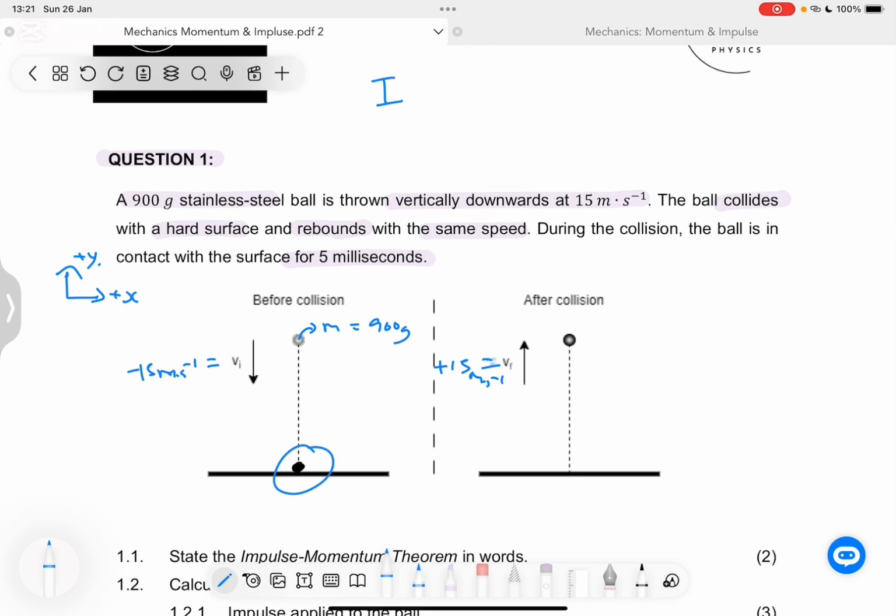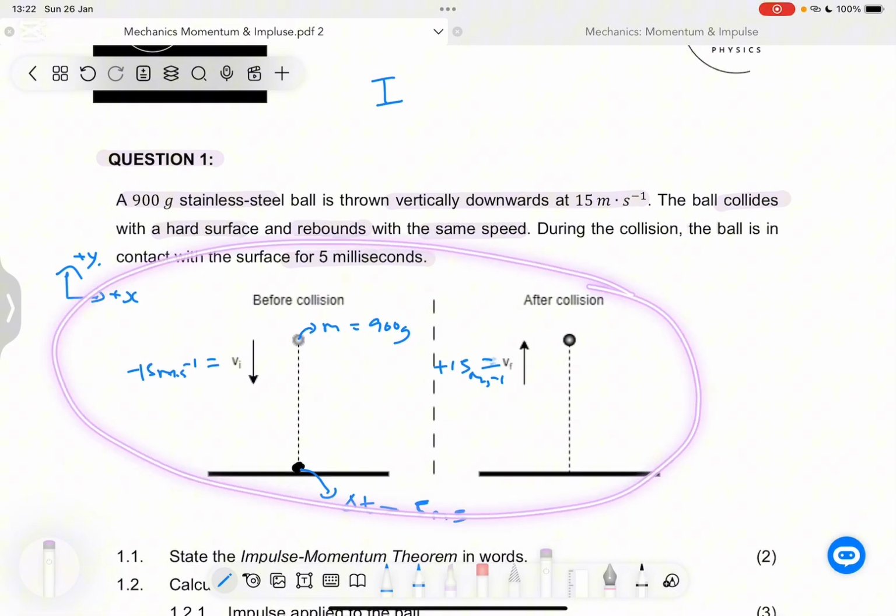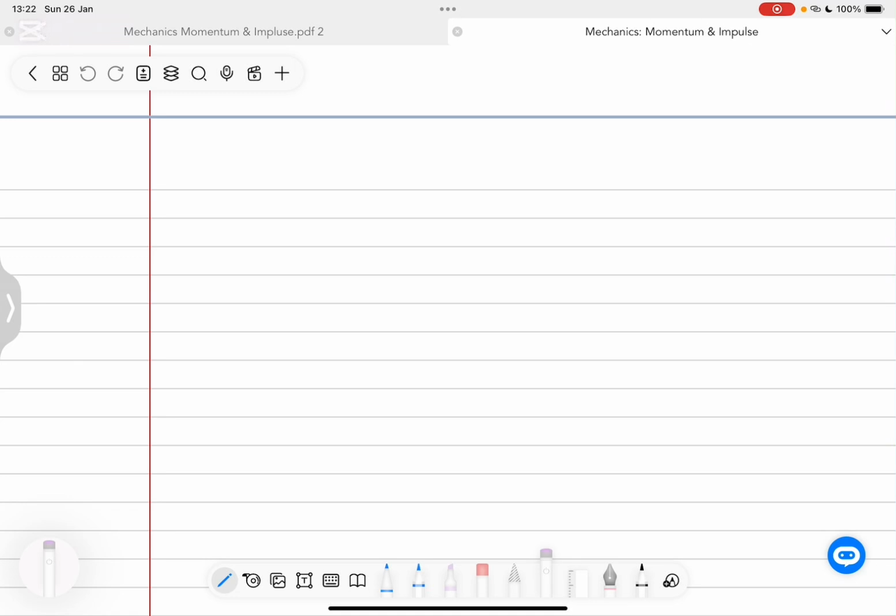Now they say during the collision, when it collides with the surface, the ball stays in contact with the surface for a very short time, really, which is given by 5 milliseconds. Remember, milli is a metric multiplier that we write as m. Now, at this stage, I've completely interpreted my problem. I know what's going on here.